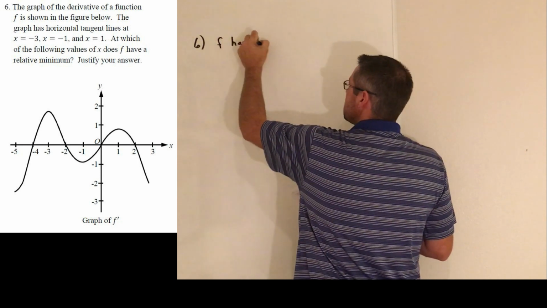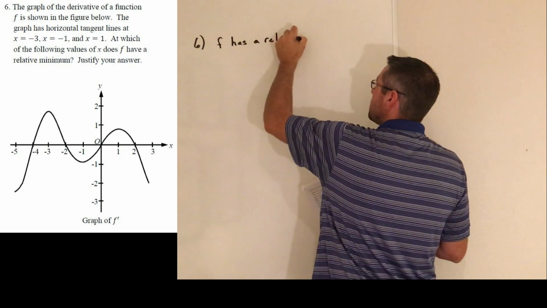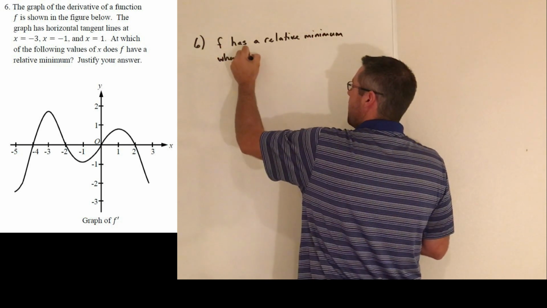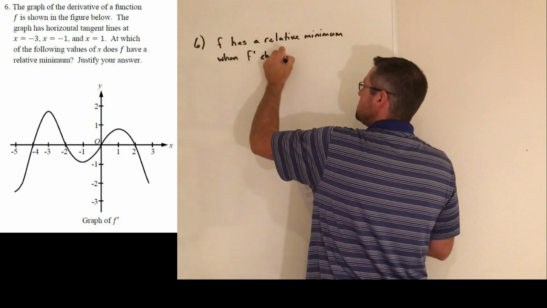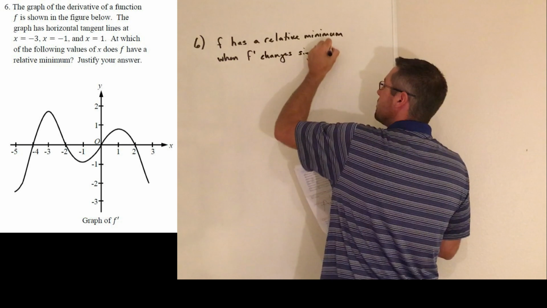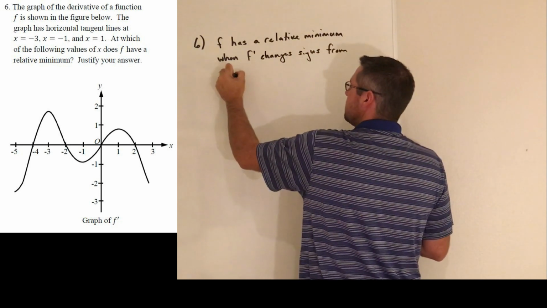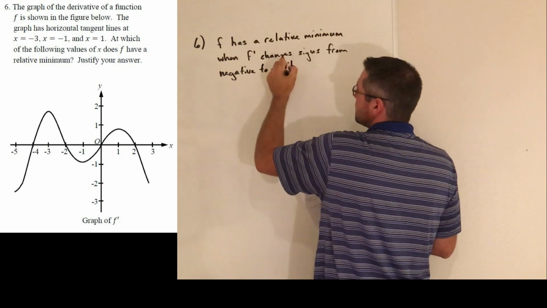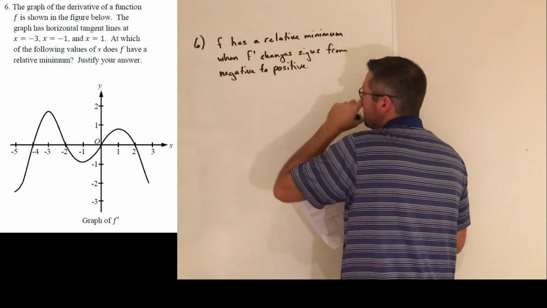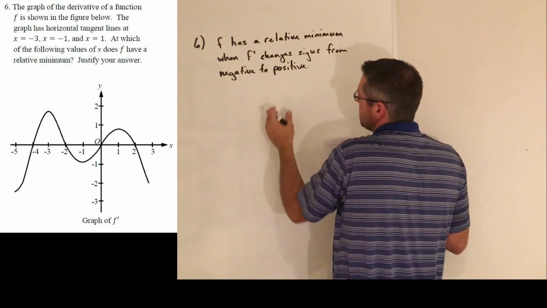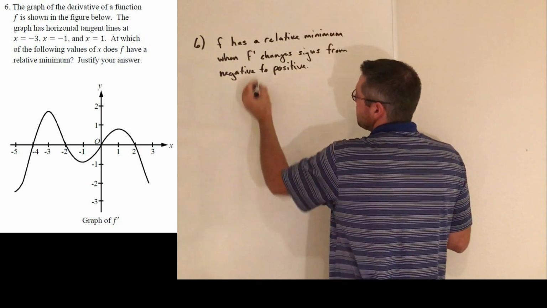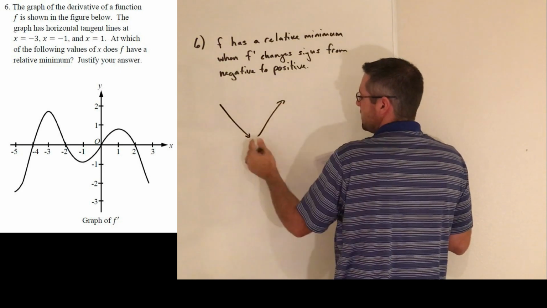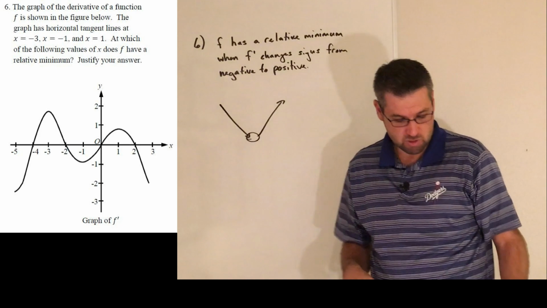F has a relative minimum when f prime changes signs from negative to positive. Okay, so we can explain this pretty easily. If f prime is changing signs from negative to positive, that means that f is going to be changing direction from decreasing to increasing, thus making a minimum of some sort, a relative minimum.